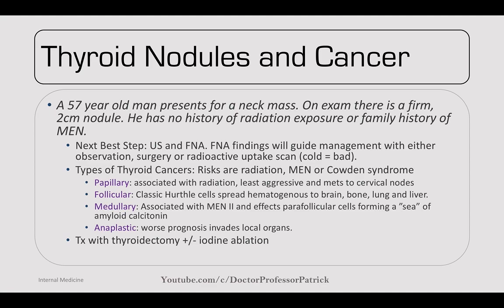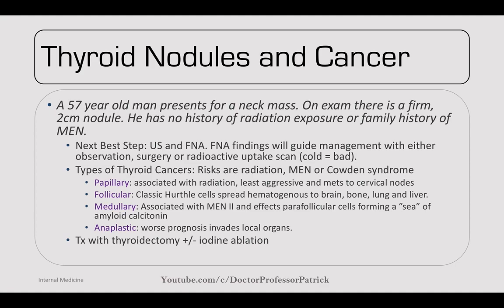So now moving into thyroid nodules and cancers. We've got a 57-year-old man who presents for a neck mass. There's a firm 2-centimeter nodule, and he has no history of radiation exposure or family history of MEN, both of which are very high-risk situations for thyroid cancer. The next best step with a nodule is ultrasound and FNA. FNA findings will guide the management with either observation, surgery, or radioactive uptake scan.